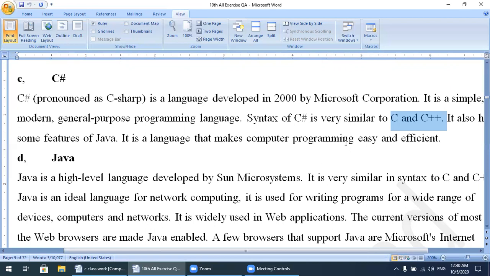So the syntax of C sharp is very similar to C and C++. It also has some of the same features as Java. So C sharp also has a few features of the Java language. It is a language that makes computer programming easy and efficient.